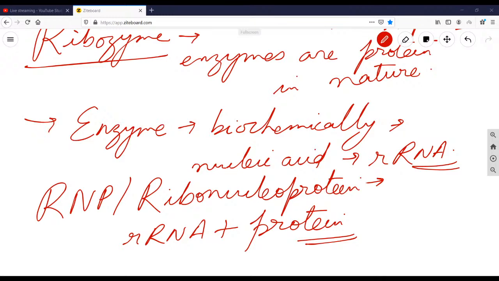Before going into that detail, I would explain the various sites present in the ribosome. You have three sites: the A site, the P site, and the E site as well. A site, P site, and E site. Now I'll draw the figure.